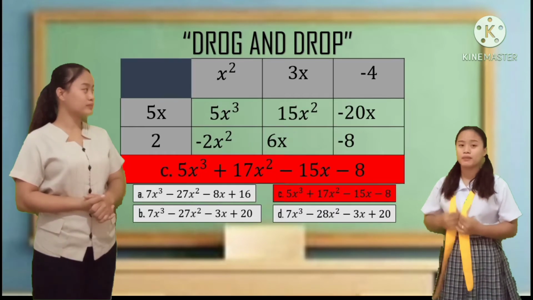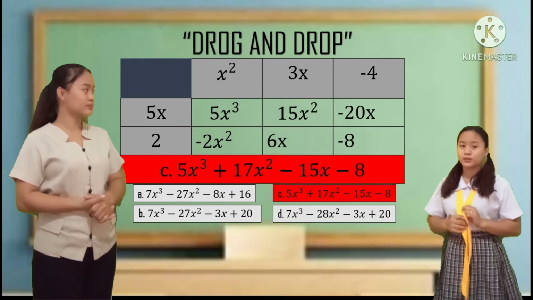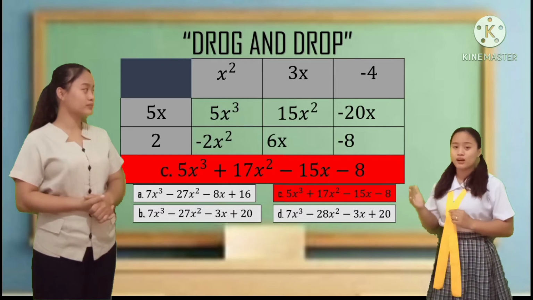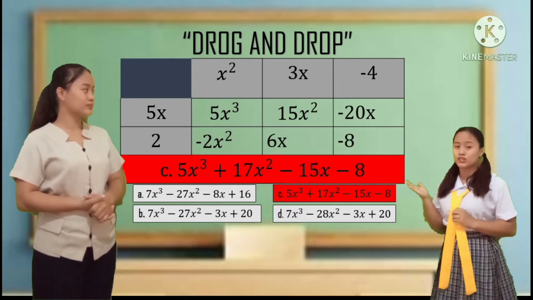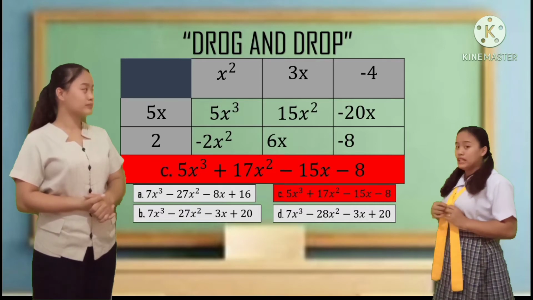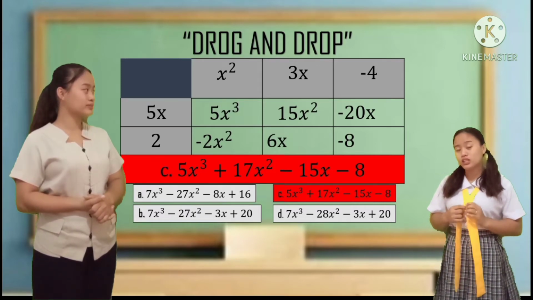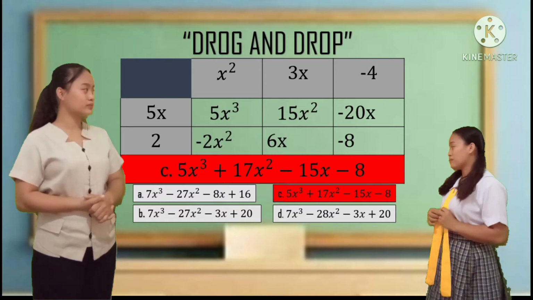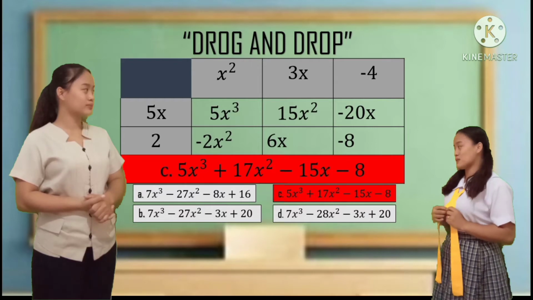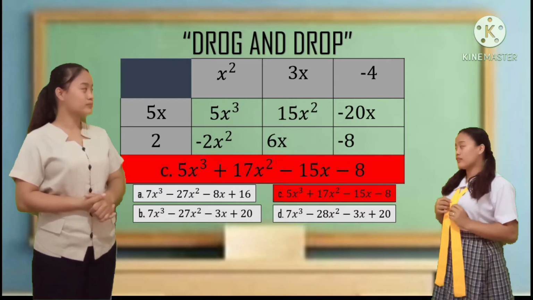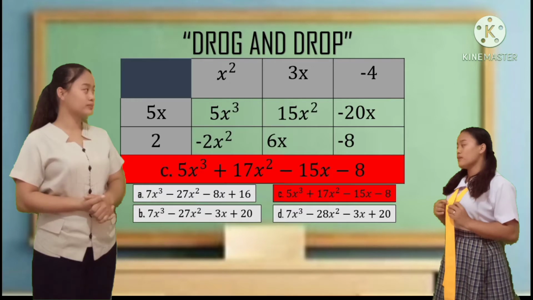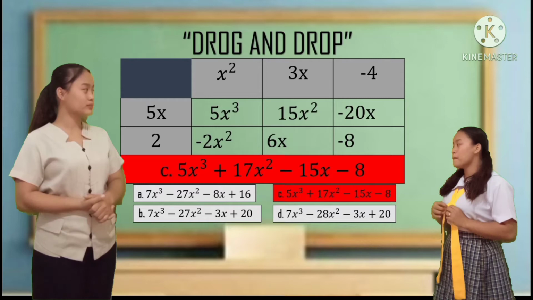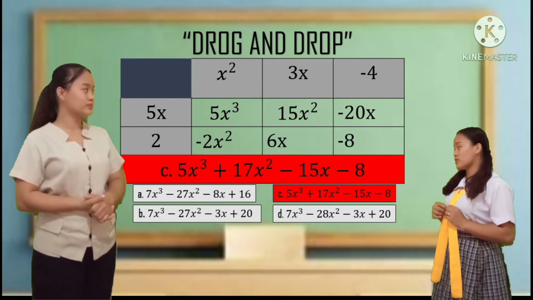Good morning, ma'am. The same with group 1, we also use distributive property. So this is our presentation for our motivation. The problem the teacher gave us is 5x plus 2 multiplied by x squared plus 3x minus 4. So we multiplied 5x to x squared plus 3x minus 4. So we come up with 5x cubed plus 15x squared minus 20x.